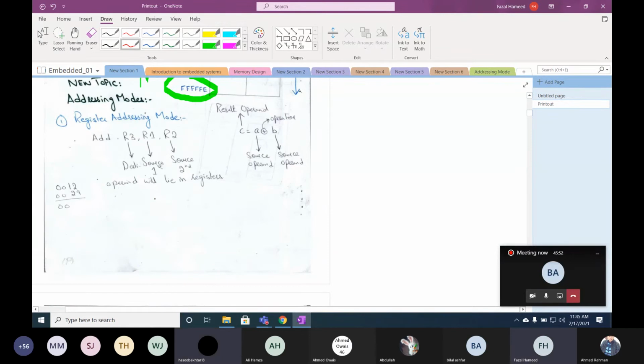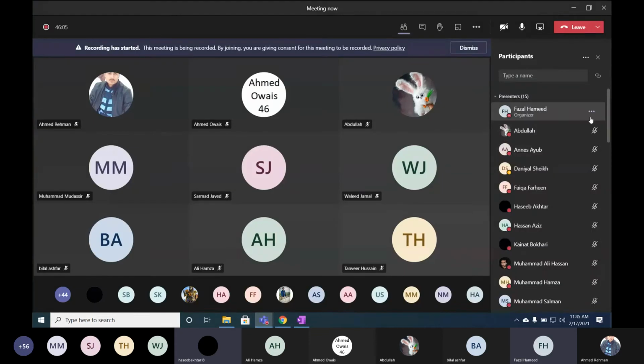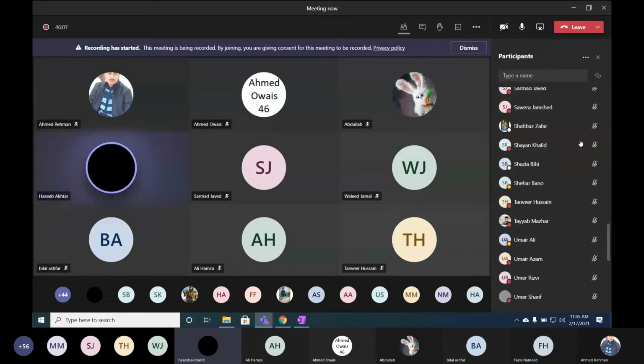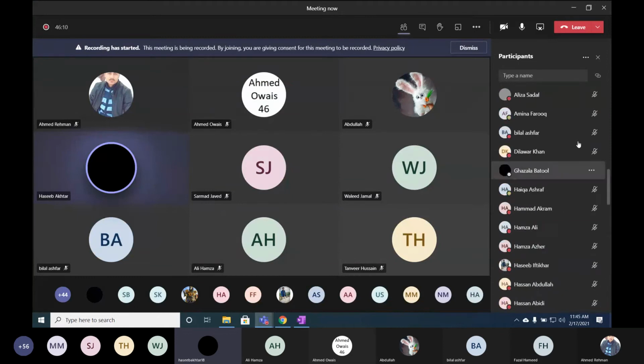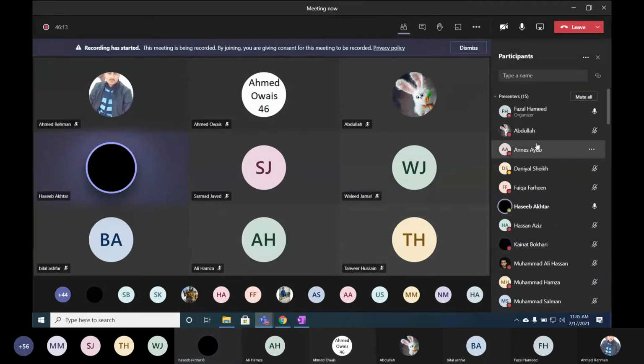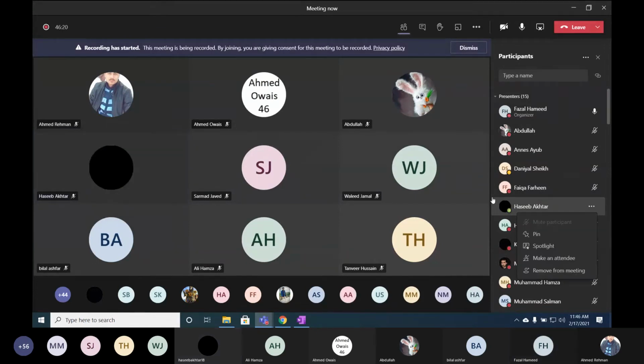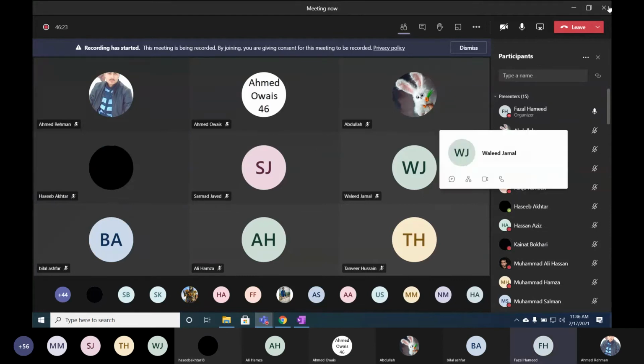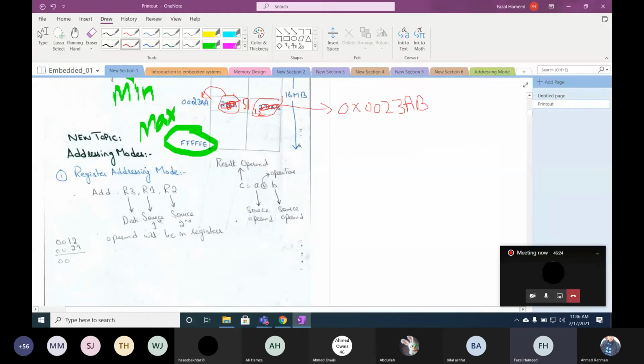Okay, now we will study the addressing modes. Okay, so first we will start. बेटा माइक ऑफ कर दे प्लीज. माइक ऑफ कर दे. किसका माइक ऑफ है बेटा? हसीब माइक ऑफ कर दे बेटा. ठीक है. Okay, so now we will start with the addressing modes.